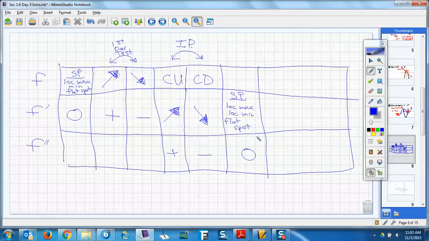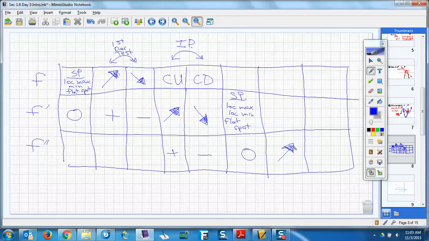Right? Now let's jump up to f. Well, no, let's not just yet. Let's keep going. So I got plus minus 0 in my f prime row. I got plus minus 0 in my f double prime row. So now what about increasing, decreasing? Should throw those in there.